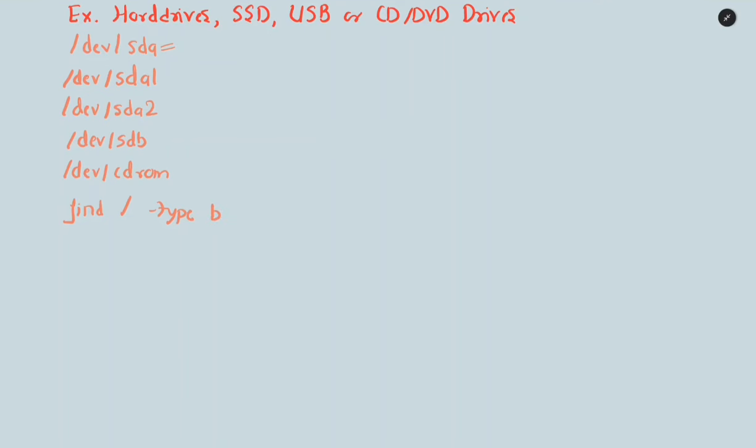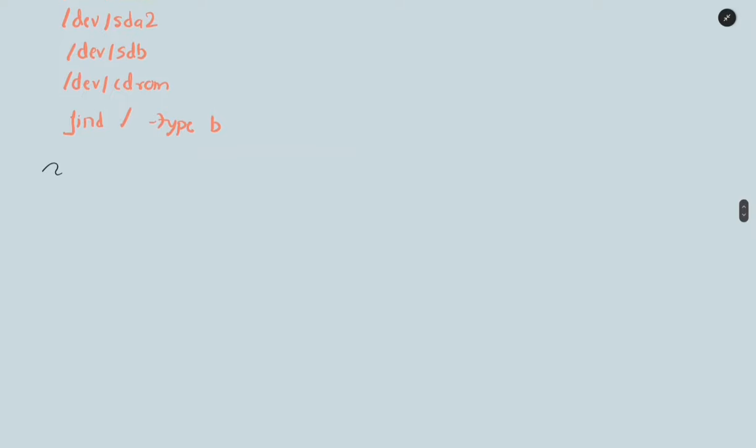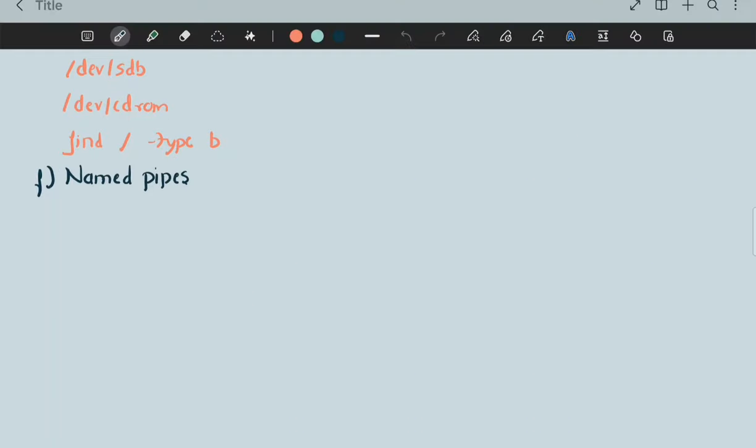Now we will study named pipes. Named pipes, also called FIFO, that is first in first out, allow different processes to communicate with each other by writing data to the pipe and reading from it. Unlike regular files, named pipes don't store any data permanently. They only allow data to flow from one process to another in real time.